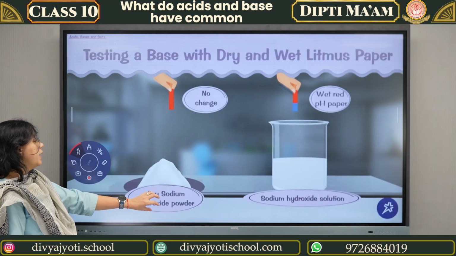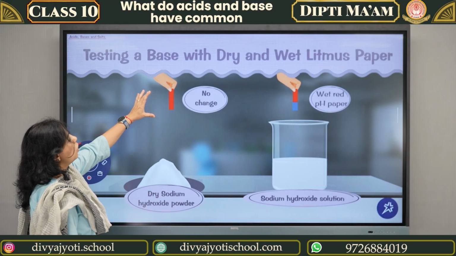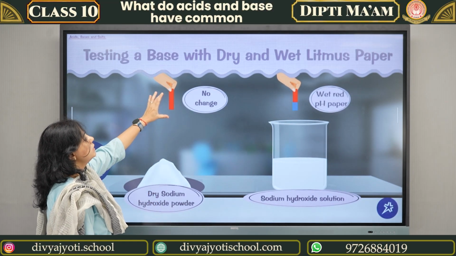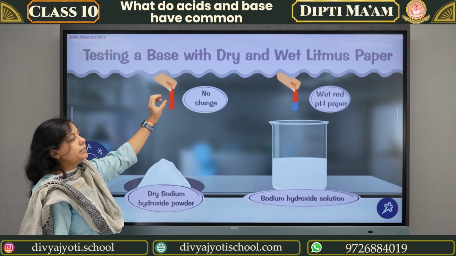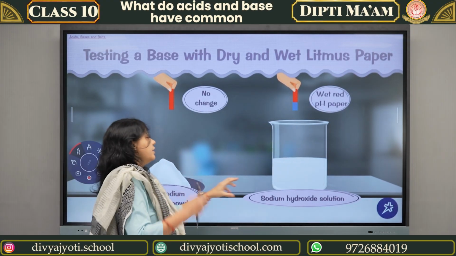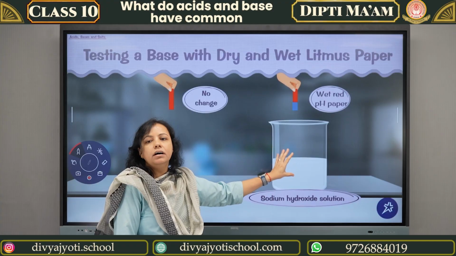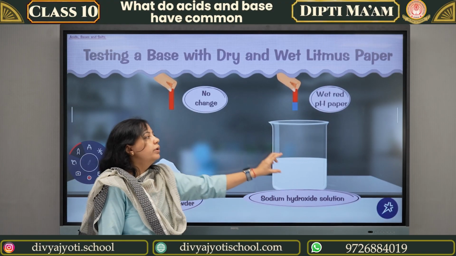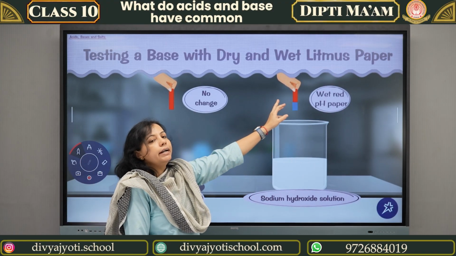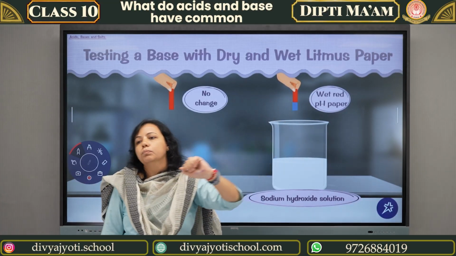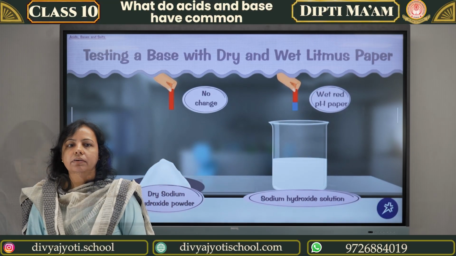The last activity we discussed was regarding the base. If dry sodium hydroxide powder is there, you observe no color change in the red litmus paper. But instead of the dry powder, suppose you take the aqueous solution of NaOH. Then you observe that the red litmus paper is converted into blue. Okay, thank you.